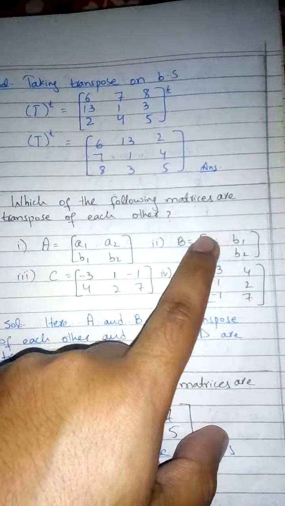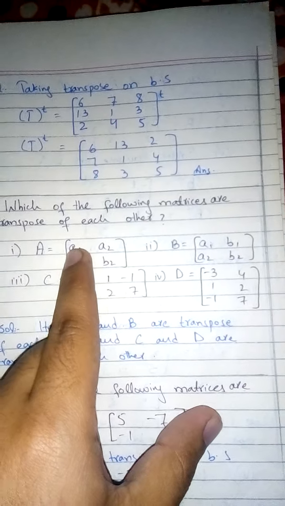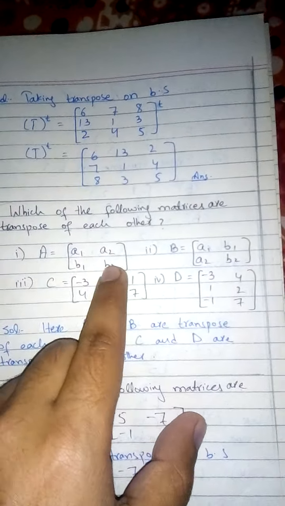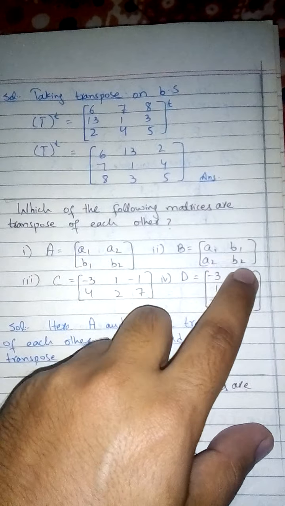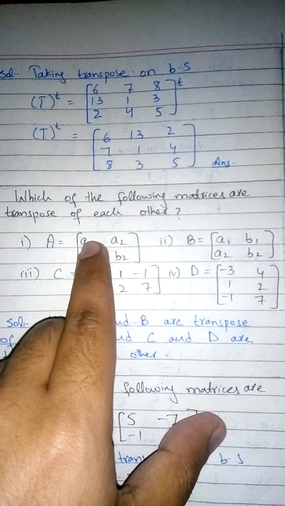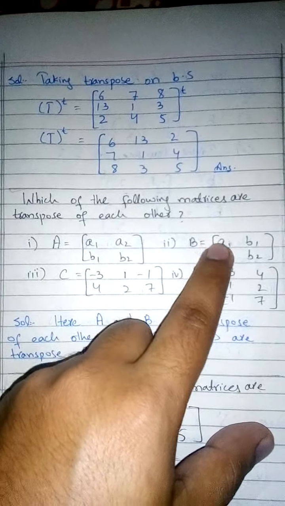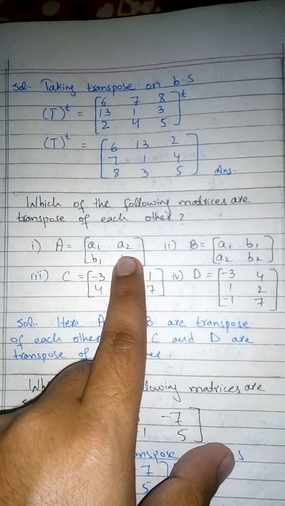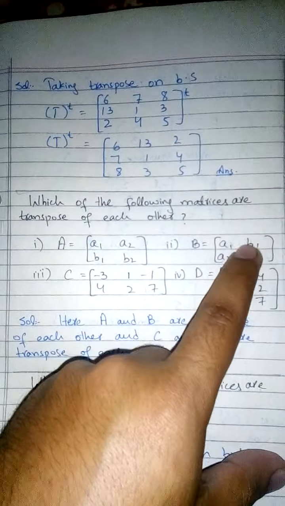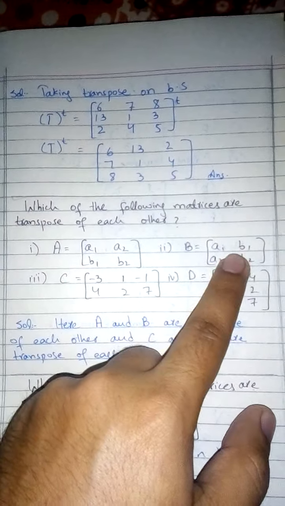If you look at matrix A and matrix B, these two matrices are a little bit the same. The elements are A1, A2, B1, B2, and here also A1, A2, B1, B2. But A1, A2 is the first row in A, and in B, A1, A2 is the first column. B1, B2 is the second row, and in the B matrix it's the second column. So A and B are the transpose of each other.